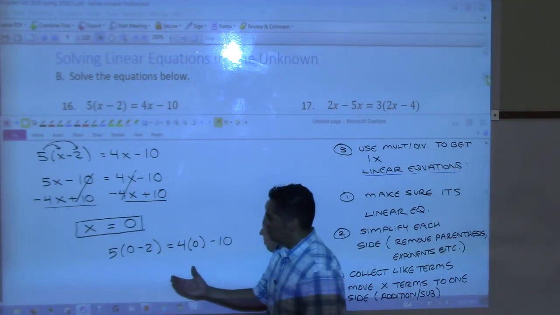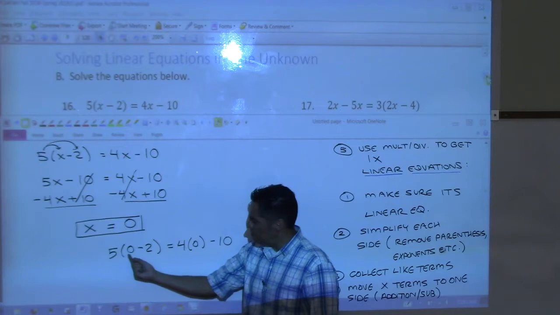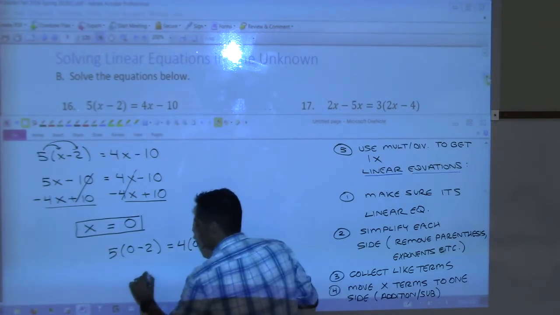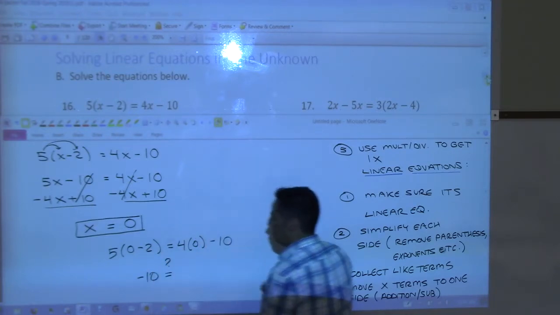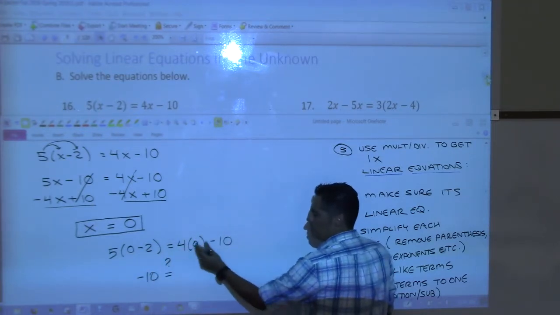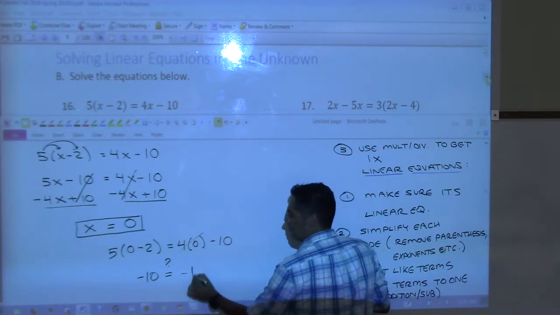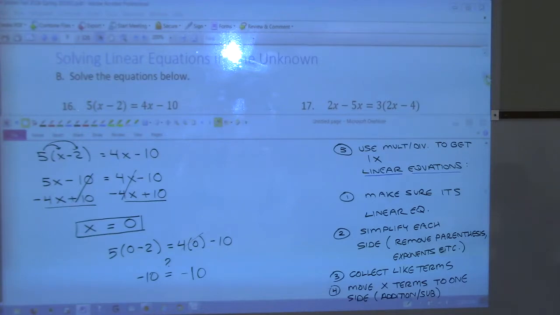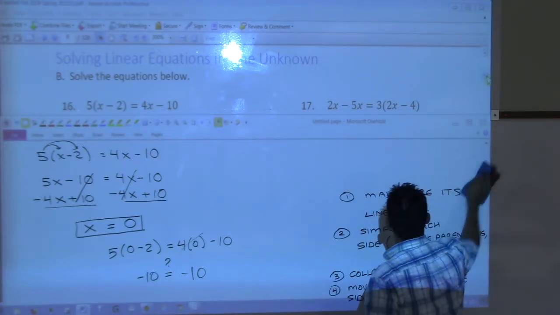So if I do this, let's see. What's in parentheses first? 0 take away 2 is negative 2. 5 times negative 2 would give me negative 10. The question is, is that equal to this side? Well, 4 times 0 is 0, it's gone, and you have negative 10. So it is correct. All right. So obviously these just get harder and more complicated, right? So let's do something that's more complicated. So I'll look at one here.